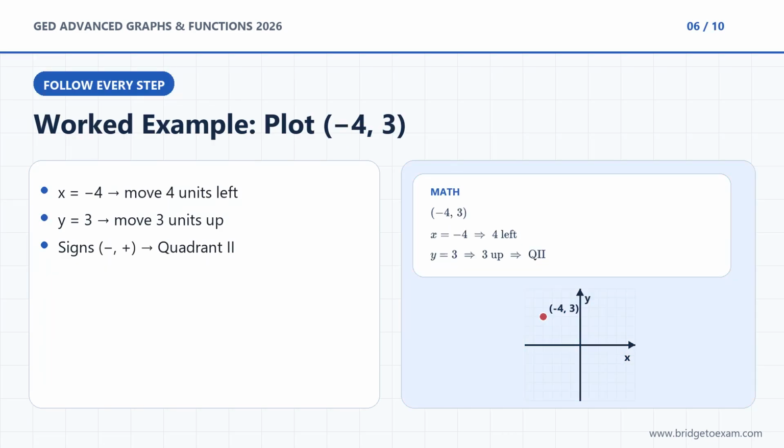Let's do a full example together, slowly. We want to plot the point (-4, 3) and name its quadrant. Step 1. The x-coordinate is -4, so we move 4 units left from the origin. Step 2. The y-coordinate is 3, so we move 3 units up. Step 3. Look at the signs. They are negative, positive, which means the upper left region, quadrant 2. So the answer is that (-4, 3) sits in quadrant 2. Notice how the signs told us the answer before we even finished plotting.